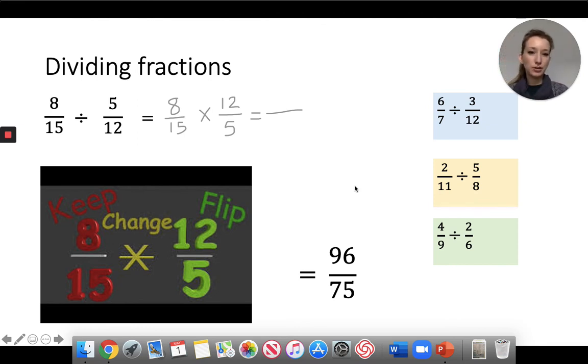Right, just pause for a moment and have a go. So this first one would be 72/21. This one would be 16/55. And this one would be 24/18. Okay, that's your final answer. All right, but you could also simplify some of those should you need to. But sometimes in these tests you don't need to, especially if they're timed.